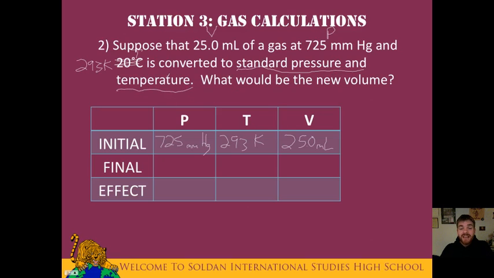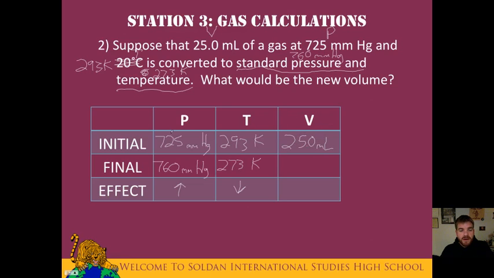So there's a lot of information contained within these words. Standard pressure, of course, means 760 millimeters of mercury, and standard temperature means 273 Kelvin. It's 0 Celsius, which is 273 Kelvin. Okay, well, our standard pressure goes to 760 millimeters of mercury, which of course is an increase overall in the effect. Our temperature goes to 273 Kelvin, which of course is a decrease. And so we need to find the effect on our volume.